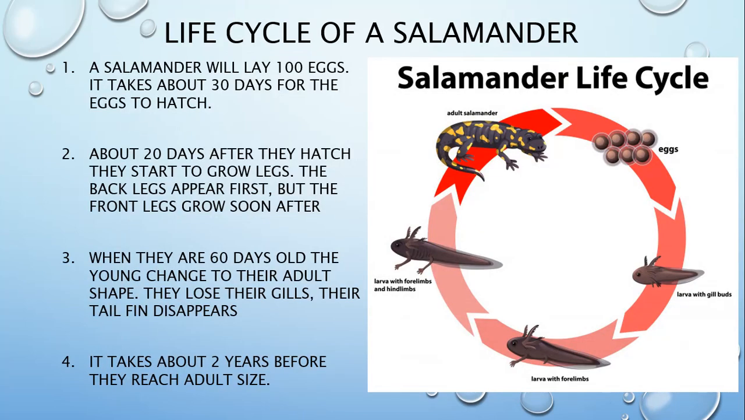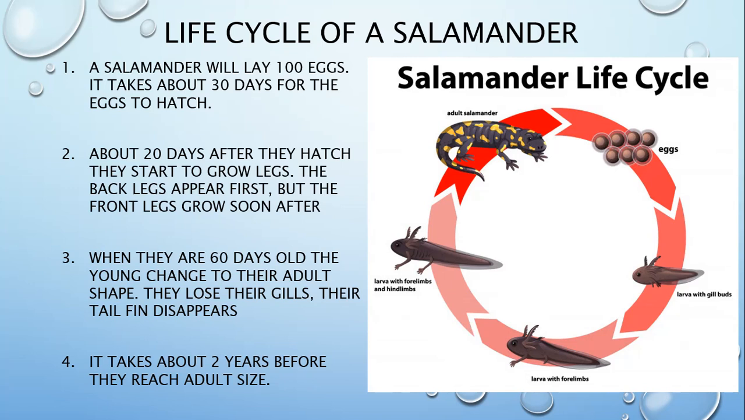So now we're going to look at the life cycle of a salamander. Okay, so salamanders normally lay about 100 eggs, and it takes about 30 days for the eggs to hatch. After 20 days after they've hatched, the salamanders will start to grow legs, and the same like a frog and a toad, the back legs appear first, but the front legs grow quickly after.